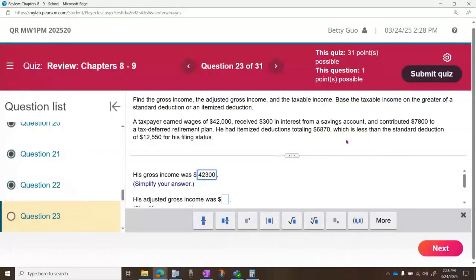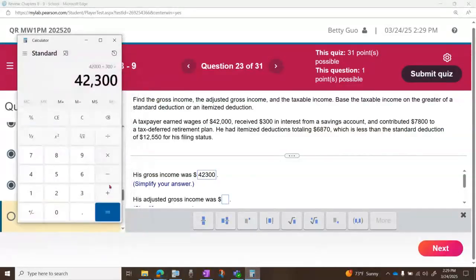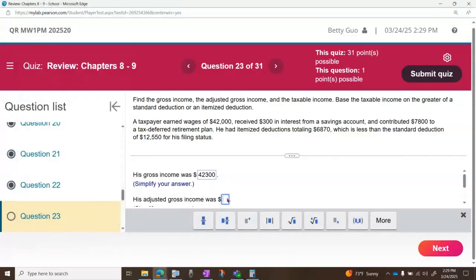Read the question thoroughly. He contributed 7,800 to a tax-deferred retirement plan. That's the adjustment. And he had an itemized deduction, so that's a deduction, the standard deduction. So only one adjustment. We're going to use gross income minus the adjustment of 7,800. That is AGI, 34,500.